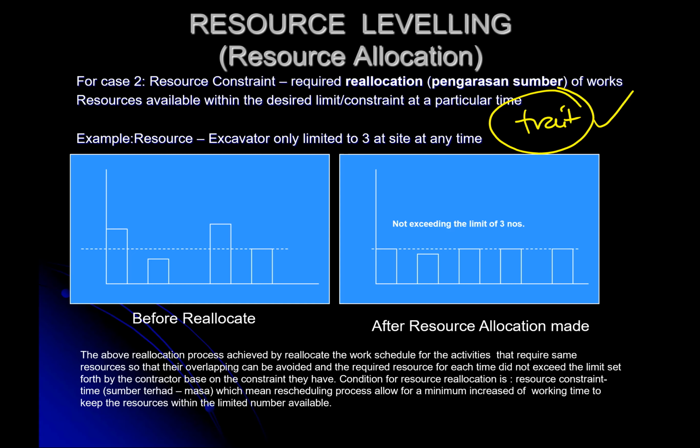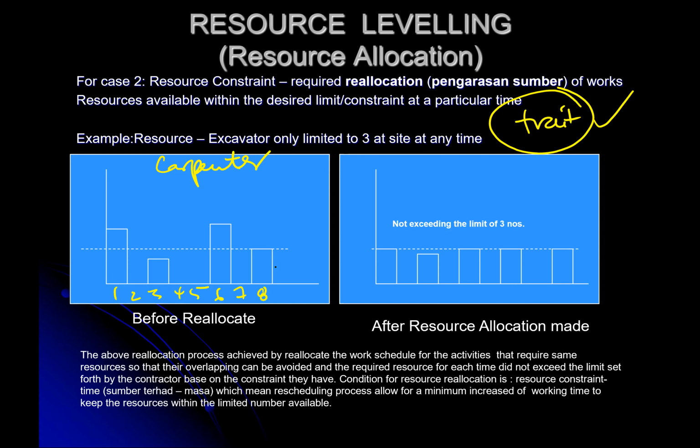When you plot a graph, normally you will separate between trades. Let's say this is for the carpenter. Maybe this is the first month, second month, third month, fourth month, fifth month, sixth month, 7, 8. Let's assume that way. Why is there an empty space where there is no carpenter working? Because the activity is not there. When you plot a resource histogram, it is based on the bar chart, where those activities require those trades. If there is no work for them, then there is no plotting. That is the concept.